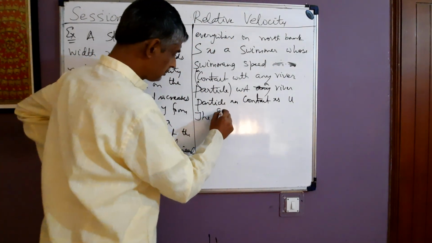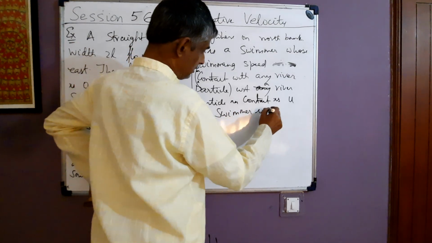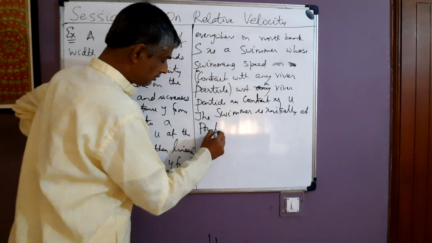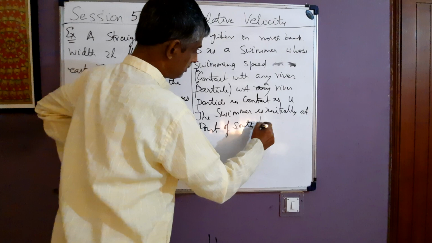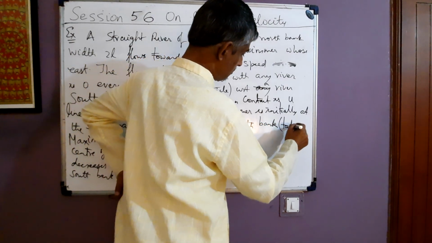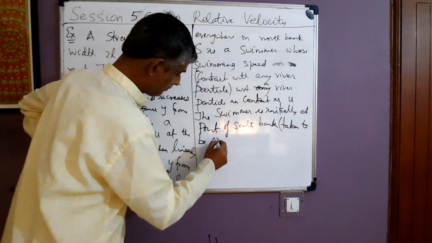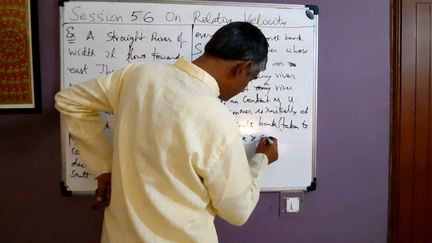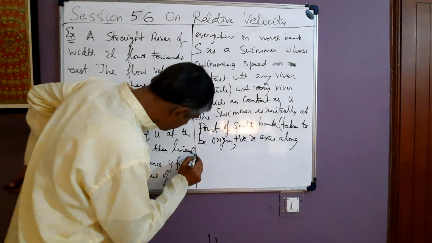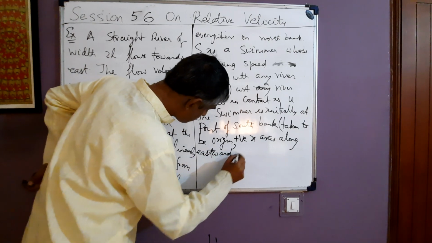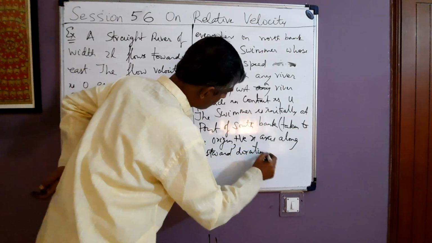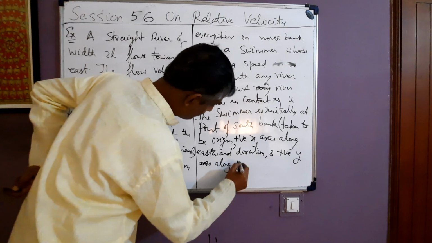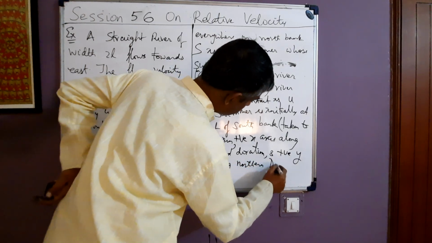The swimmer starts at a point on the south bank taken to be the origin, with positive x-axis along eastward direction and positive y-axis along northern direction.